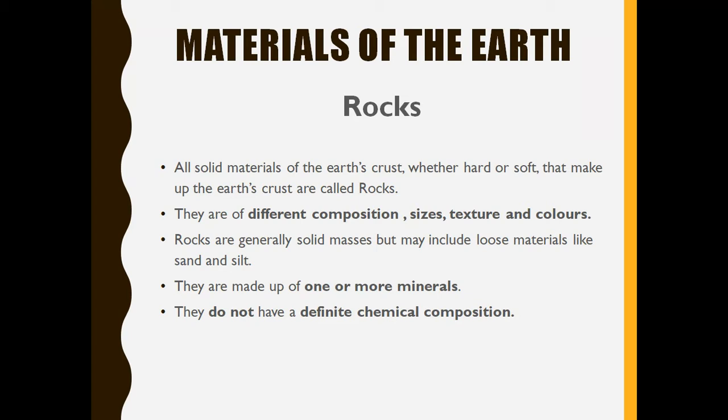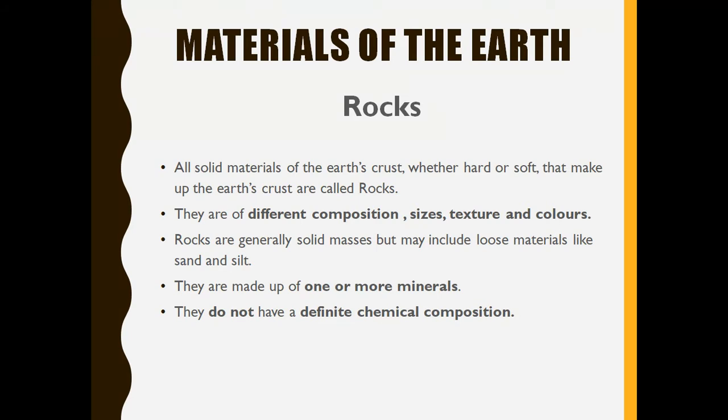Right. So what is a rock? In very simple language, rock is a solid material that makes up the earth crust. So all solid materials of the earth crust, whether hard or soft, that make up the earth's crust are called rocks. Rocks may be of different composition, different sizes, texture and colors. Now, generally, rocks are solid masses, but they may also include loose materials like sand and silt.